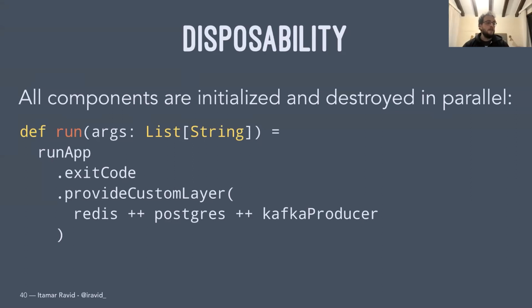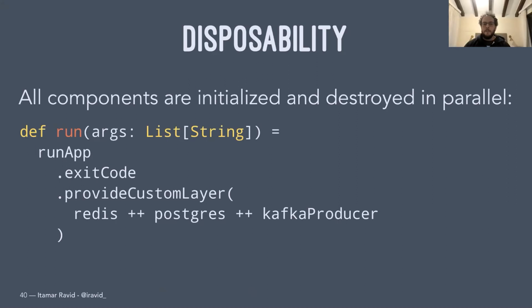So the Redis connection is torn down, the Postgres connection is torn down, the Kafka producer is torn down and flushed, and so forth. So basically, just by using ZLayer, we've sped up the setup of our application startup, because we were initializing everything in parallel. We're not waiting for Redis to respond and then Postgres and then Kafka.